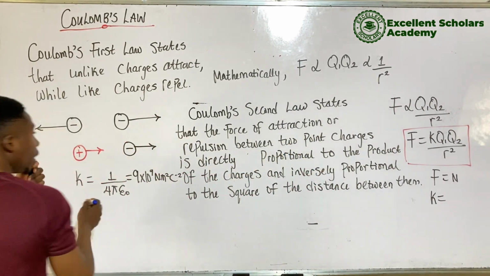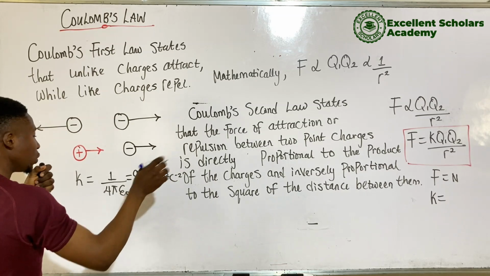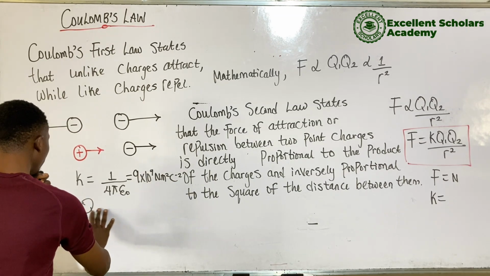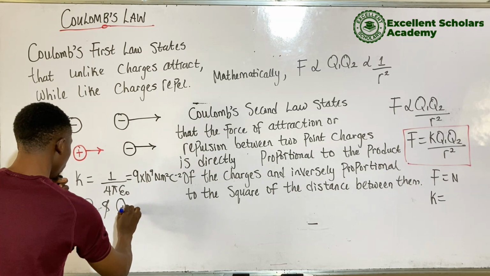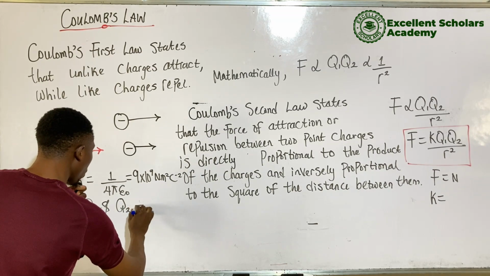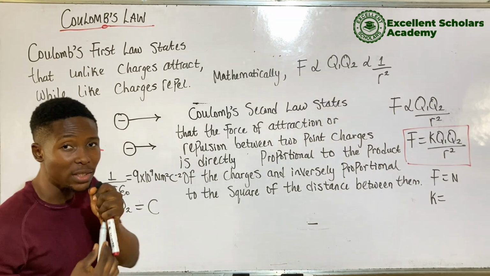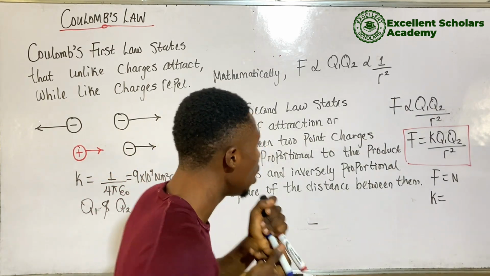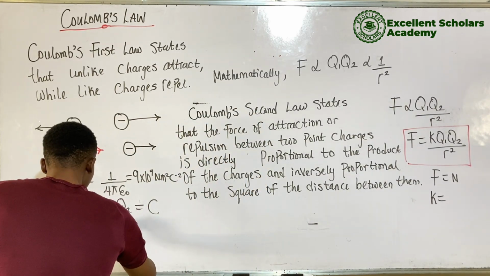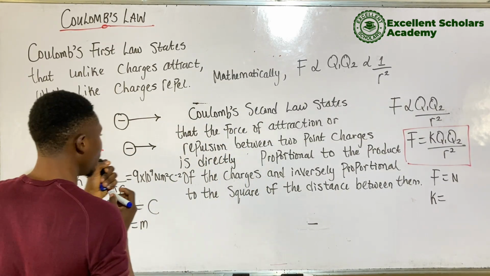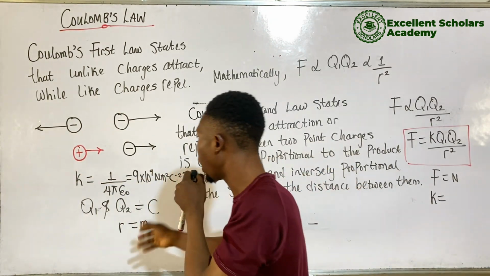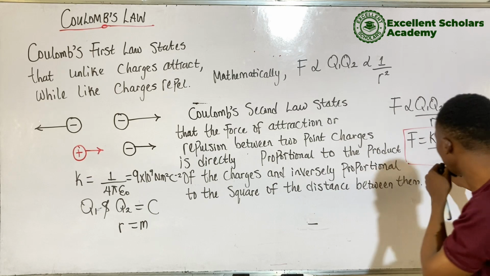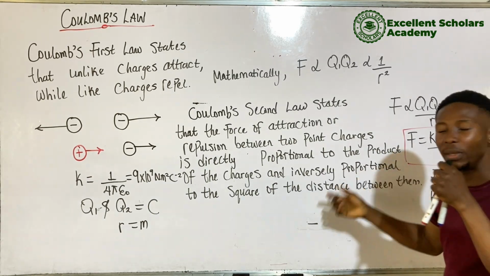Now, q1 and q2 are measured in coulombs because charges are measured in coulombs. While r, the distance between them, is measured in meters.